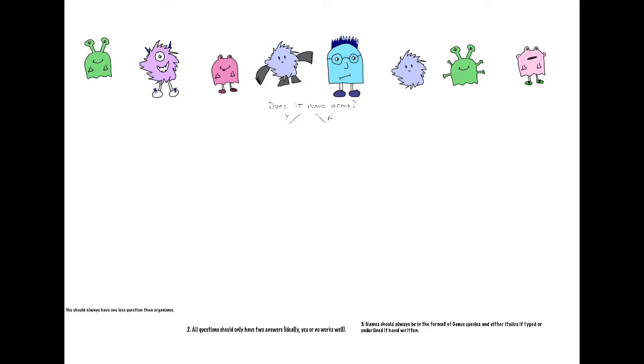Okay, so the first question I'm going to use for this dichotomous key is, does it have arms? Again, my answers are yes or no for this, just to simplify. We can see that this one has arms, this one has arms, this one does too, this one, and this one. So I'm narrowing down already.